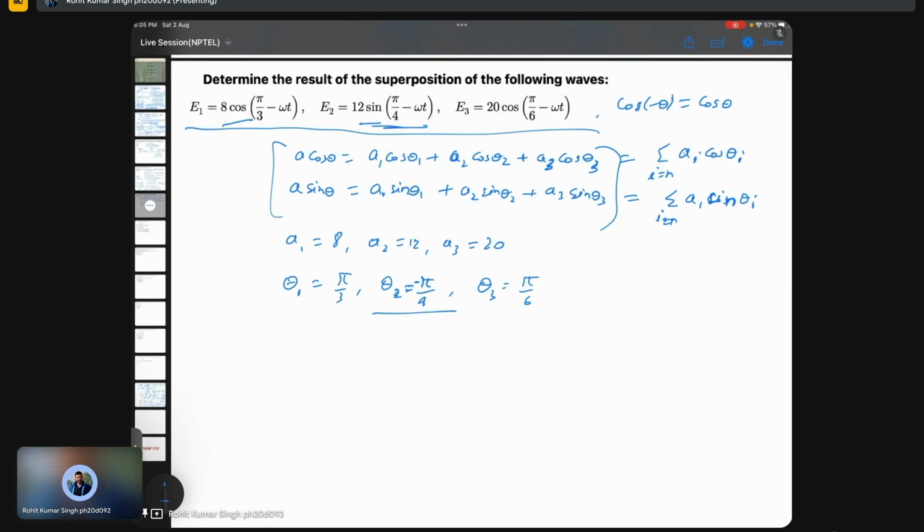Or you can better convert it into cos. So you can write E2 as 12 cos, so pi by 2 minus, you know how to go from sine to cos, right? You just have to shift by 90 degrees, so pi by 2, and what you will get is 12 cos of pi by 4 plus omega t. Okay.